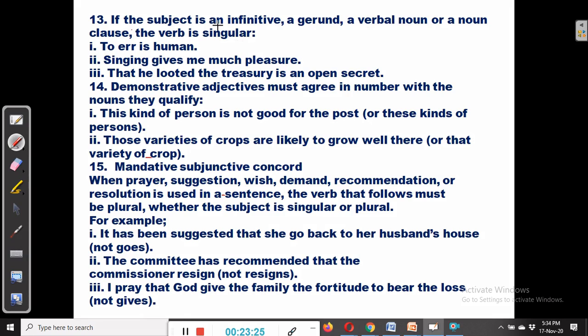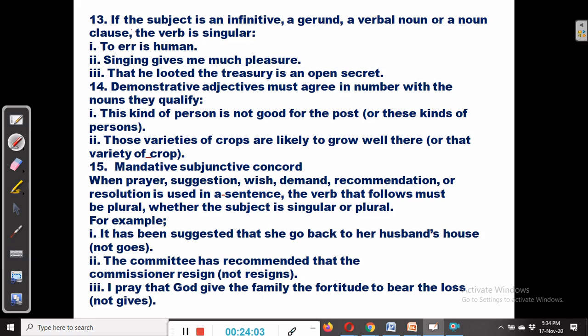What do we mean by an infinitive? An infinitive is something that doesn't change, is not responsive to change. A gerund is an infinitive that has been used also as a noun, while we have a verbal noun or a noun clause. Now let's look at it.